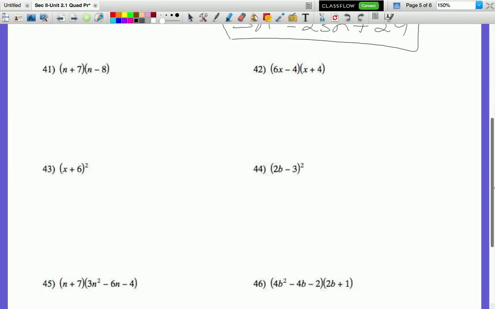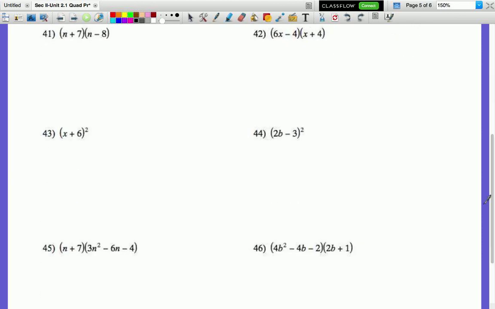Let's jump down to 42. 42, we use that FOIL word. If you want to write it, you can write it off to the side again. FOIL, first terms. So negative 6x times x is negative 6x squared. Negative 6x times 4 is negative 24x. So we did first, we did outside, that's the O. I is the inside, negative 4x. And the L is the last, negative 4 times 4 is negative 16. Combine like terms.